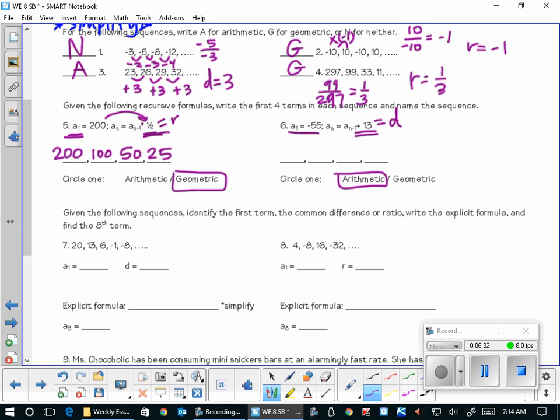Okay, now it tells me my first term is negative 55. And then it's telling me I'm adding 13 each time. So negative 55 plus 13 is negative 42. Plus 13 is negative 29. And plus 13 is negative 16.